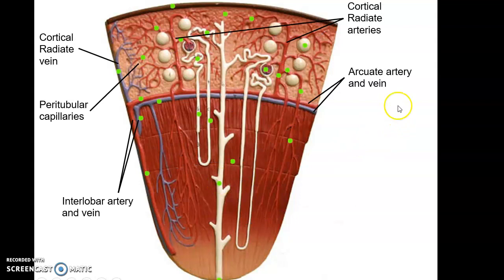And blood vessels found in this part of the model, we have the interlobar arteries and veins. We have the arcuate arteries and veins arcing over the pyramid. We have the cortical radiate arteries. There's a cortical radiate vein here. And cortical radiate arteries and veins are connected via the peritubular capillaries. So this area here is the peritubular capillaries.